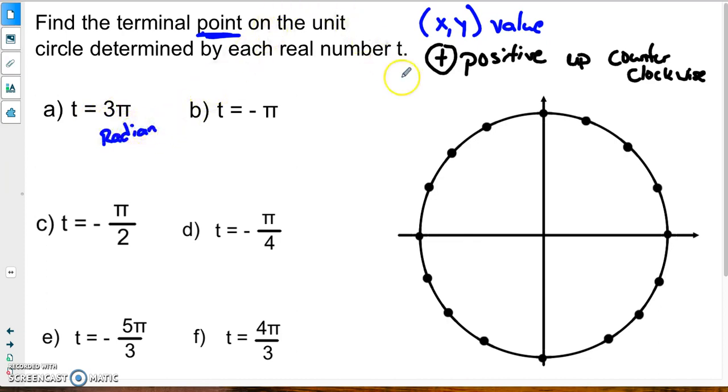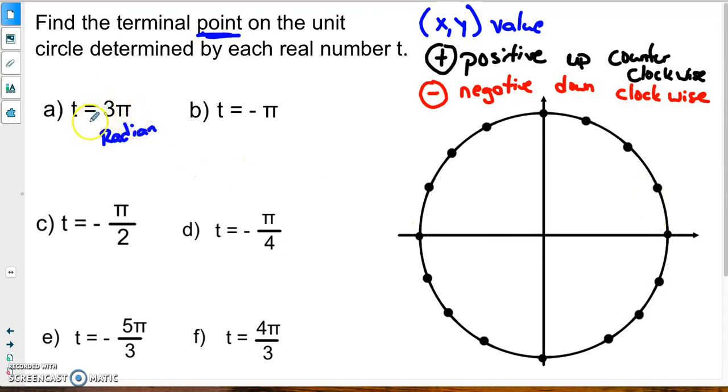All right, if it is a negative radian value, you're going to start your move down, which, if you think about this as a clock, is clockwise. Okay, so positive, I like to think of it as going up. The counterclockwise, clockwise doesn't really work for me. And if it's negative, I think going down.